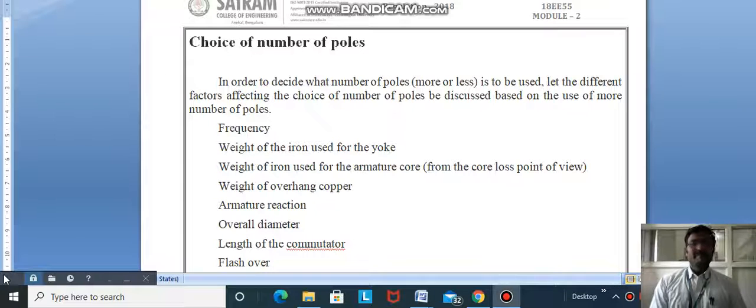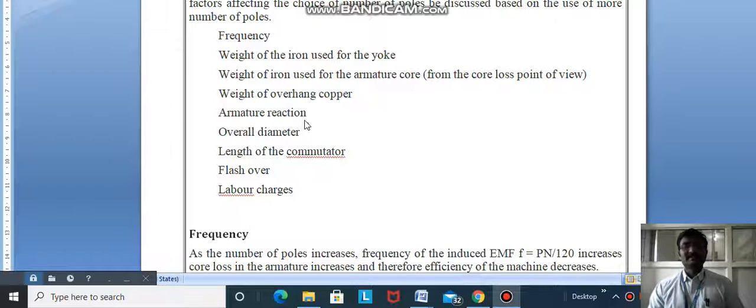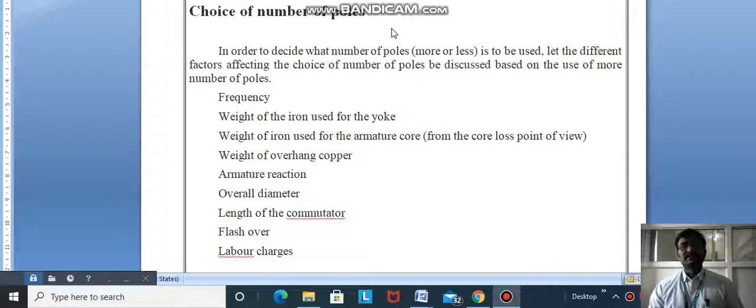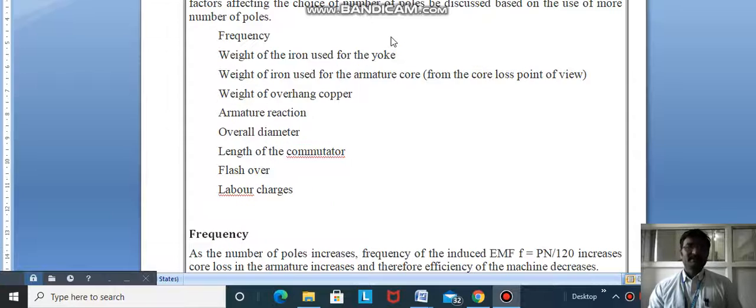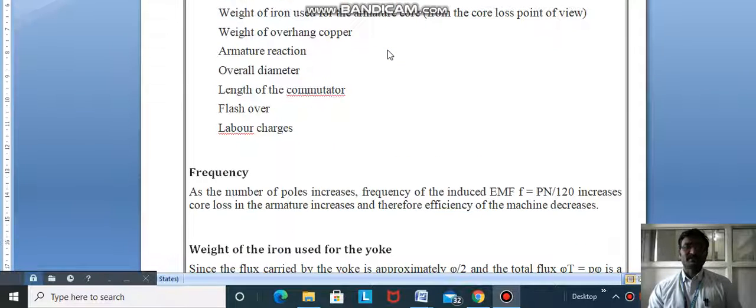At the same time, the weight of the iron used for the yoke also will change, and the weight of the iron used for the armature core also will change. The weight of the overhang copper is also changed. The armature reaction, the overall diameter, length of commutator, flashover, and labor charge. So these are the things that will be affected when we choose the number of poles. So the first one is the frequency.